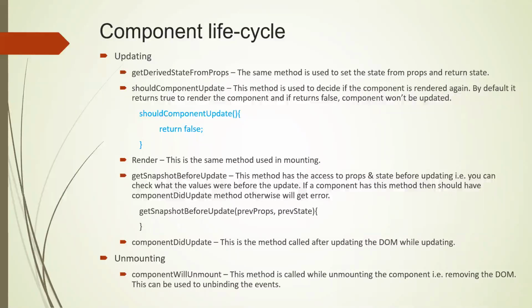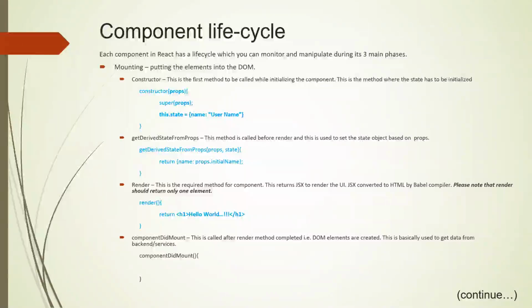The other one is unmounting. As part of unmounting, we have one method, componentWillUnmount. The unmounting happens when the component is being removed from the UI, where we should not have any rendering methods. Why? Because all the UI components are being removed from the UI. So these are the main lifecycle methods.